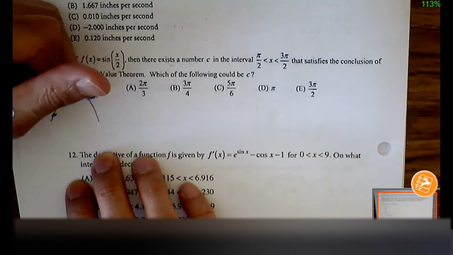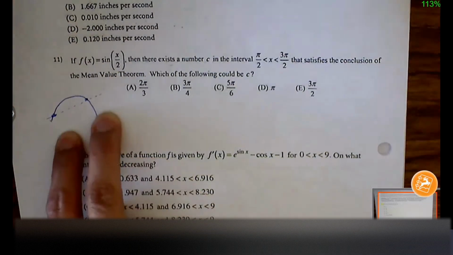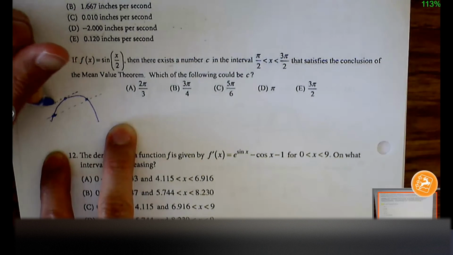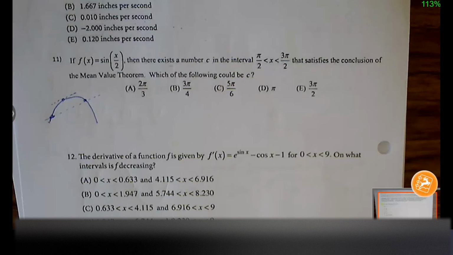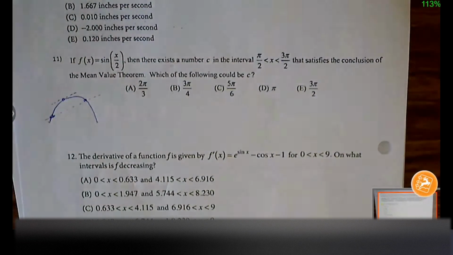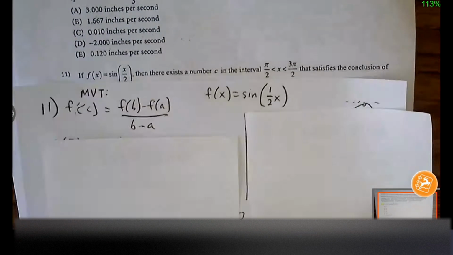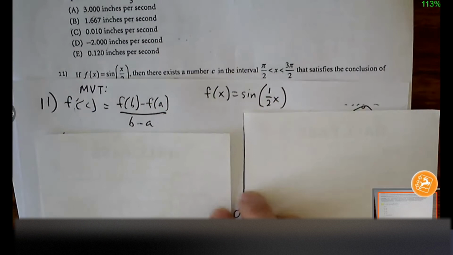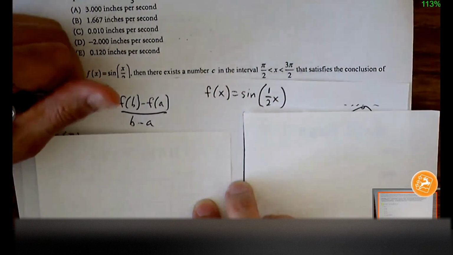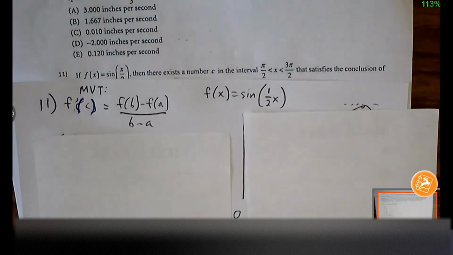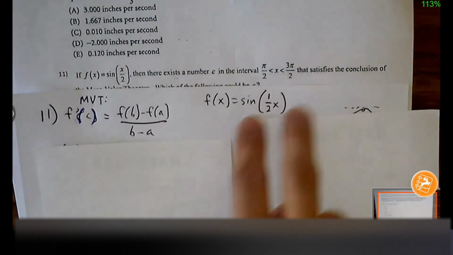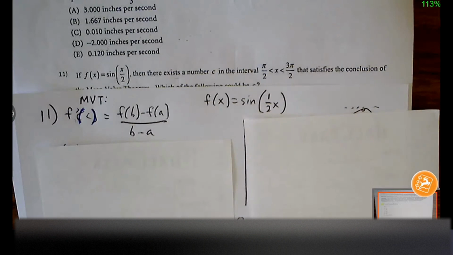Whatever slope I'm able to gather at the endpoints, that slope of the secant is going to be somewhere on the graph as well. Guaranteed. So we have a very specific formula for that. Here's our formula: f prime of c equals f of b minus f of a over b minus a. So first thing we want to do is find the ordered pairs so that we can figure out what the slope is at the endpoints. So I want to find f of pi over 2, and f of 3 pi over 2.